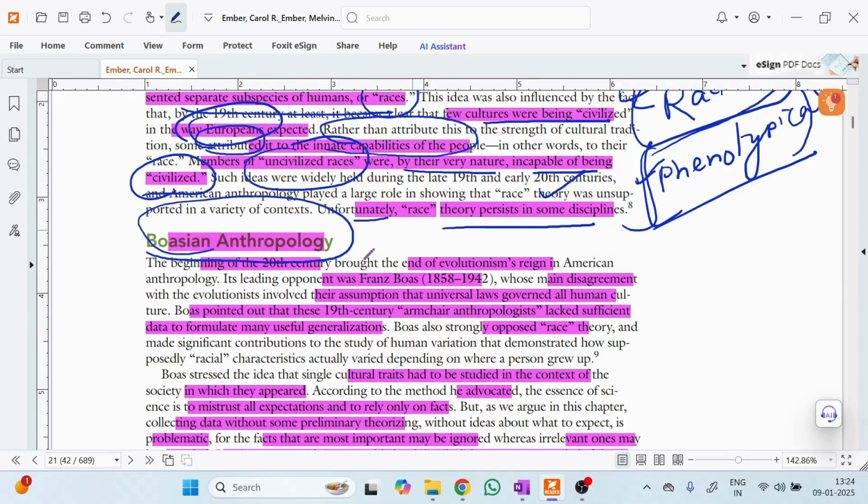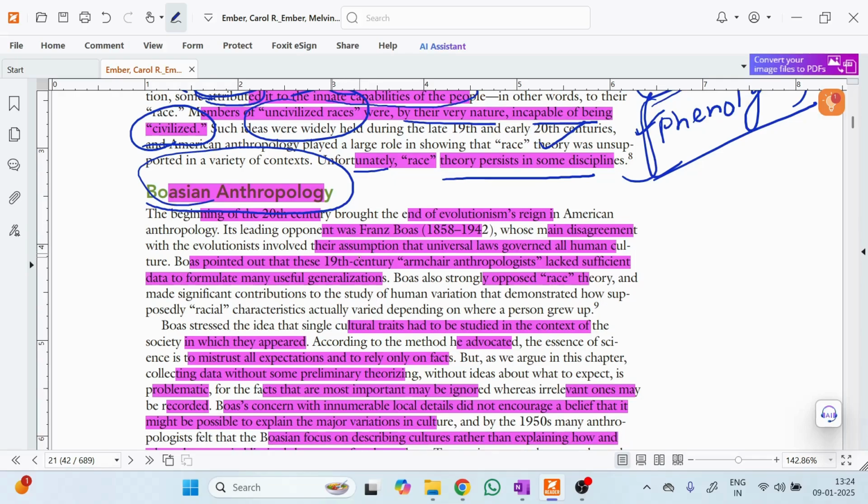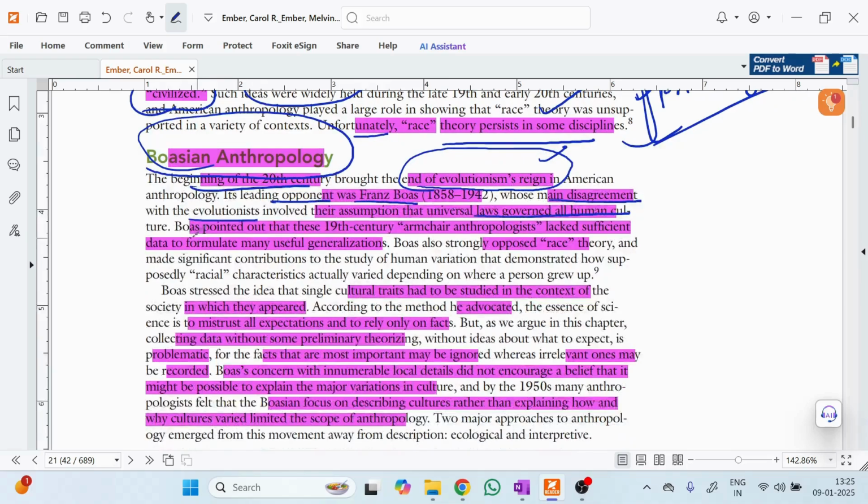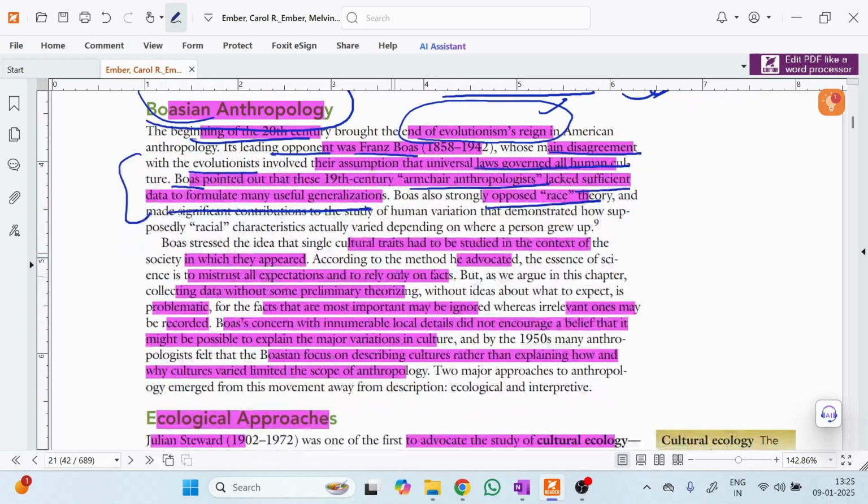Then came the Boasian anthropology, or the Boasian anthropological theory. In the beginning of the 20th century, when classical evolutionary theory was brought to an end, it was because it was opposed by many, and one such opponent was Franz Boas, whose main disagreement with the evolutionists involved the assumption that universal laws govern all human culture. Boas pointed out that these armchair anthropologists, the classical evolutionists, lacked sufficient data to formulate such generalizations. And he was also opposed to the race theory.